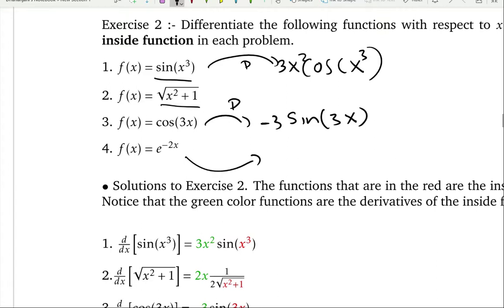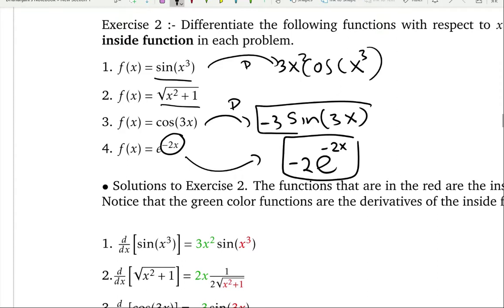Now e to the negative 2x. Derivative of an exponential function: the outer part is e to the negative 2x, and the inside function is negative 2x. The derivative of negative 2x is negative 2. So let's multiply by negative 2. So these are the derivatives of the functions that are given on the left.